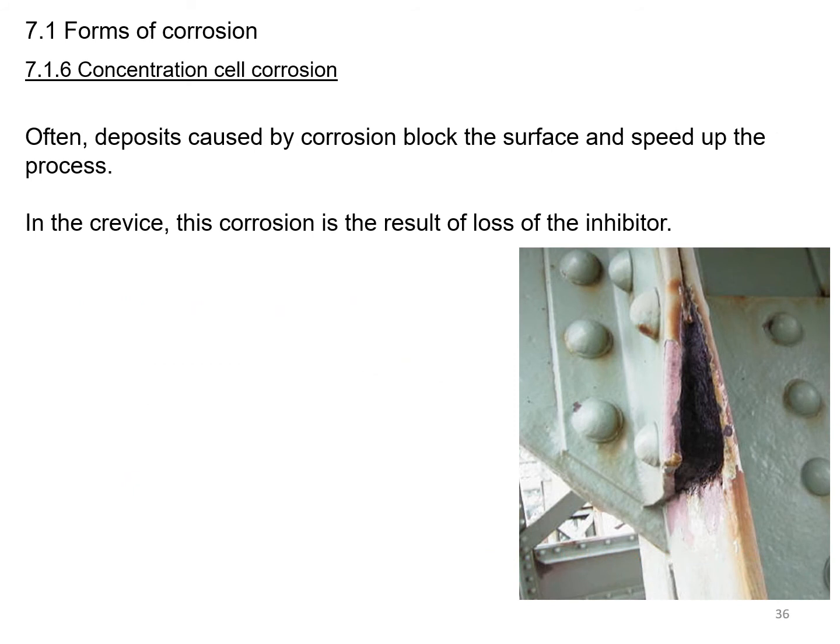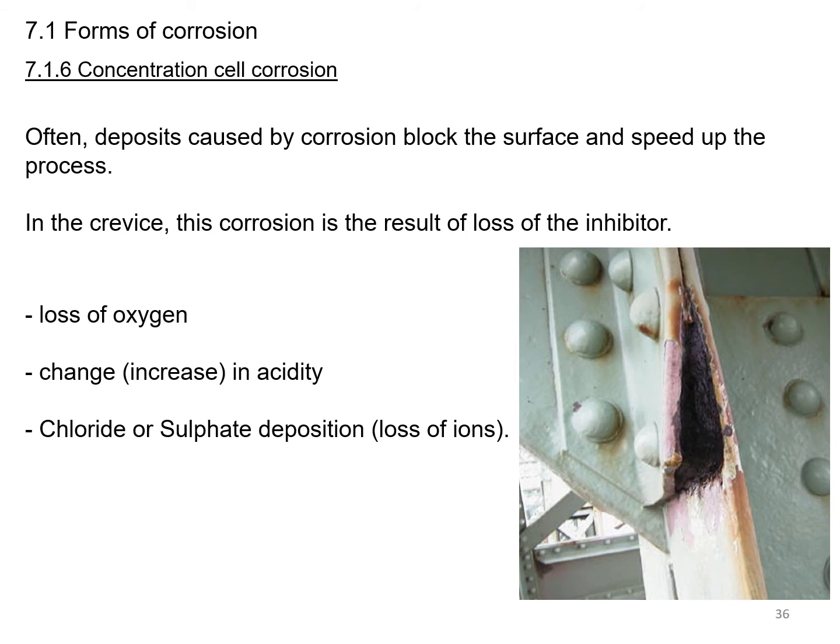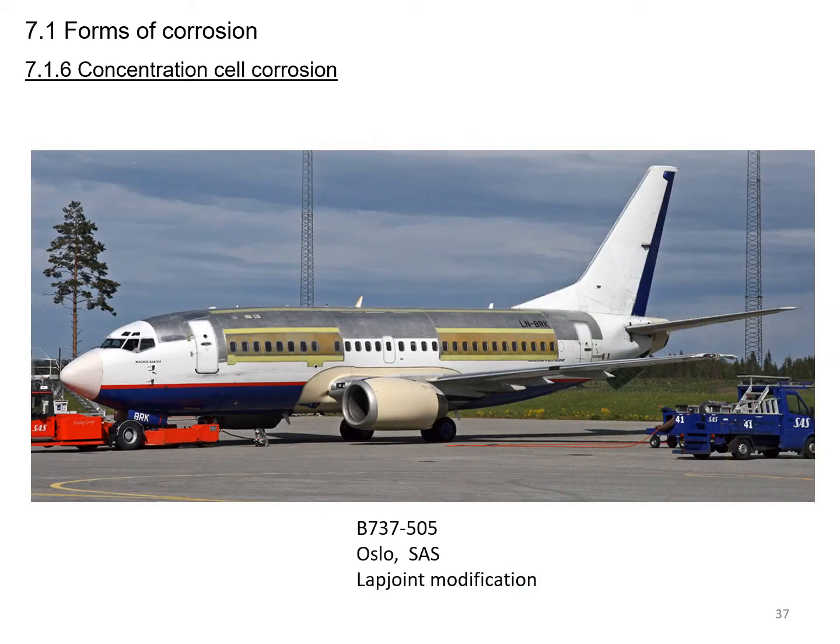Often, deposits caused by corrosion block the surface and speed up the process. In the crevice, this corrosion is the result of loss of inhibitor. Loss of oxygen, change or increase in acidity, chloride or sulfate deposition, loss of ions. These are all factors that will contribute to concentration cell corrosion. Now, if we apply this to aviation, lap joints on an aircraft can be a very high risk for concentration cell corrosion. As you can see here, lap joint modification on a 737 500 series because of problems with corrosion due to concentration cell.